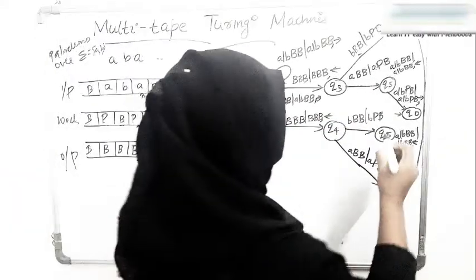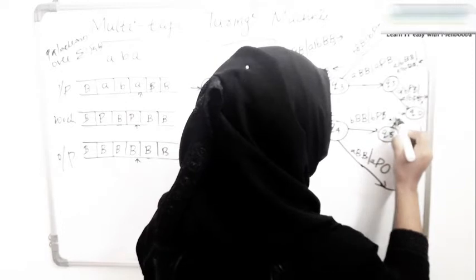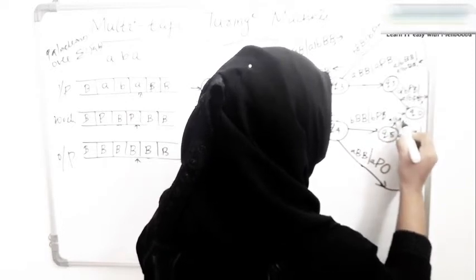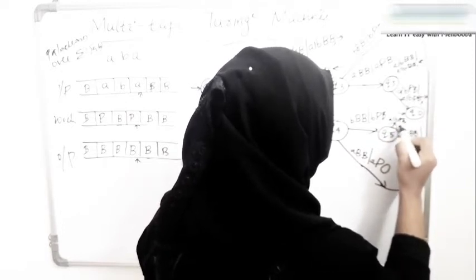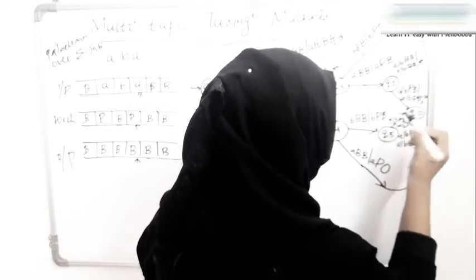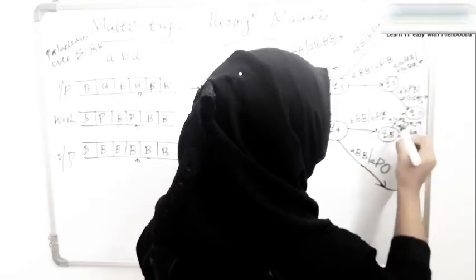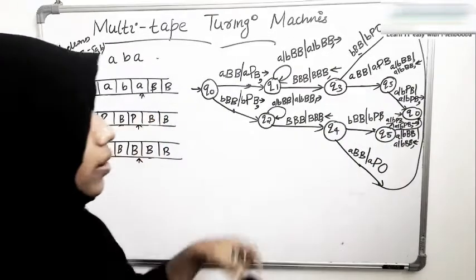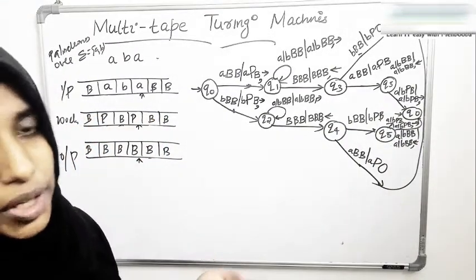Now here also, whether you are seeing A or B, if it is P in the second tape and blank in the third tape, you should leave A or B as it is. Now P should be left as it is, blank should be left as it is, but you should move to right. And you should go to state Q0 so that you can start the entire process once again.